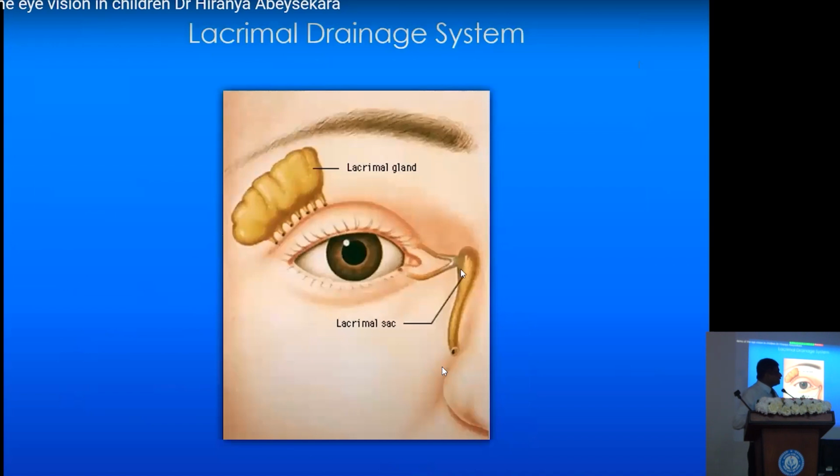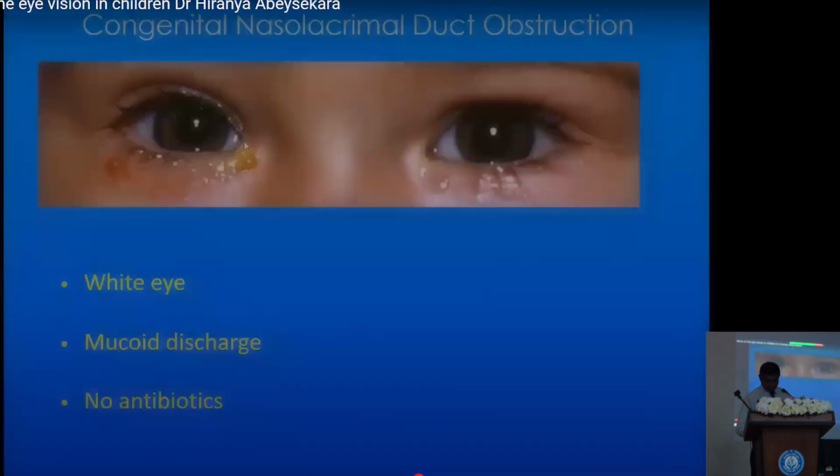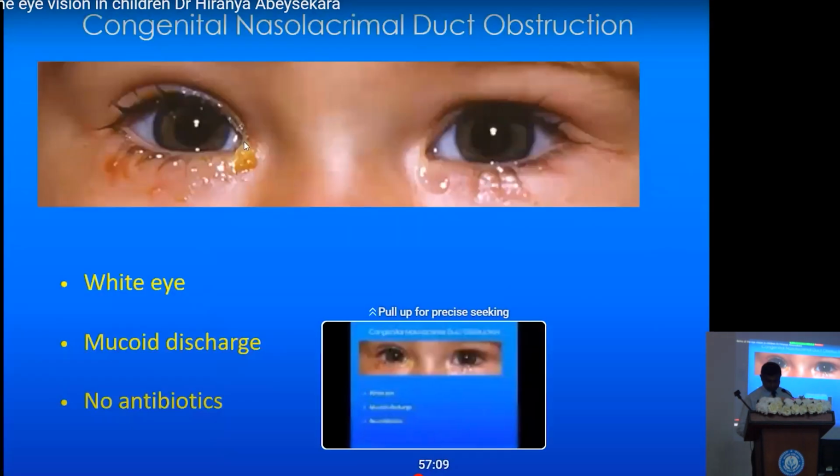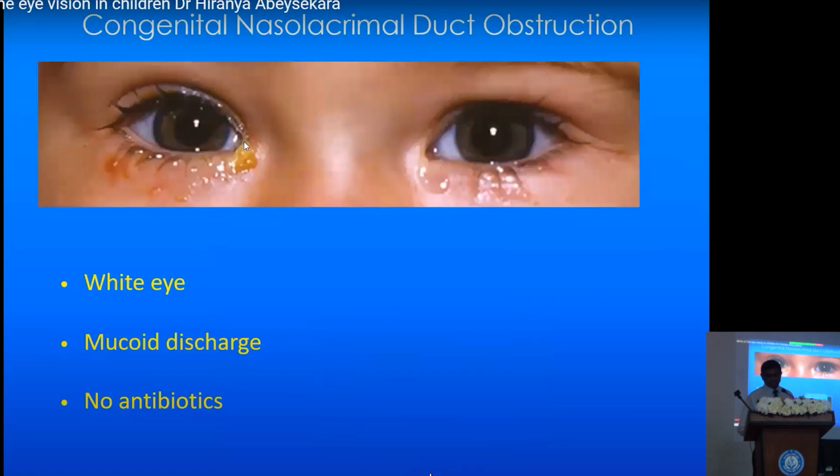The day it opens, the tears will start flowing into the nose like any other person. And until that day, the tears will just overflow. The discharge will just overflow from the eye. So no antibiotics. So what do you do? I mean, if you don't do anything, the parents will go to the other doctor. So you will lose your practice. So you have to do something, right?